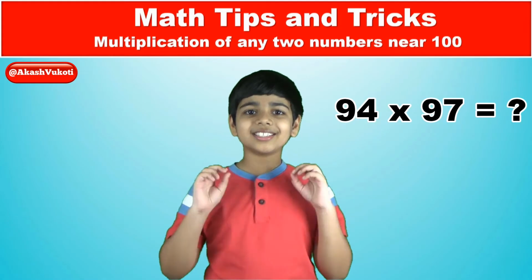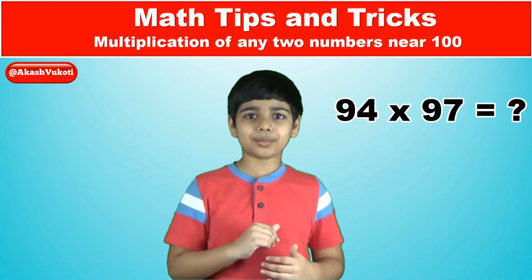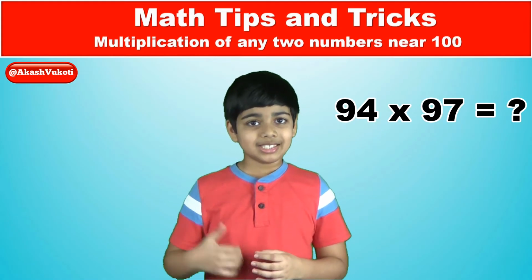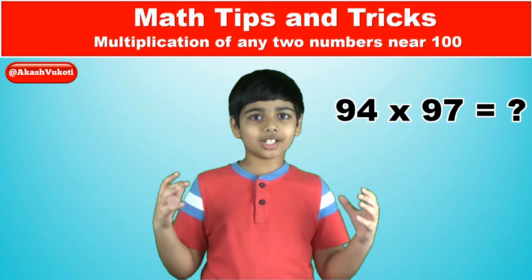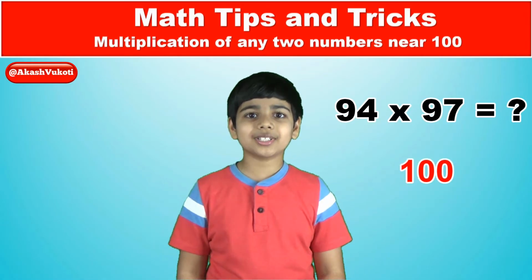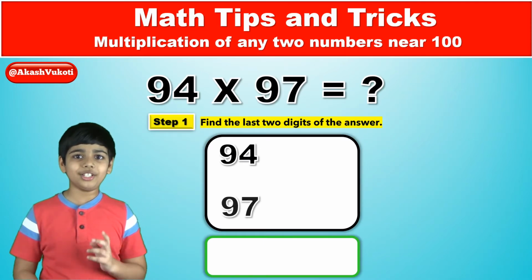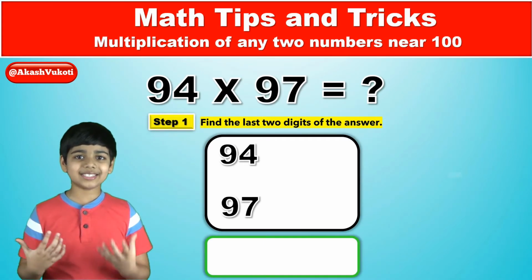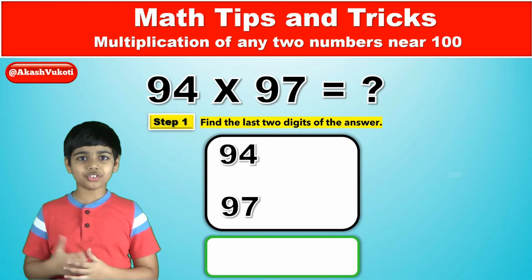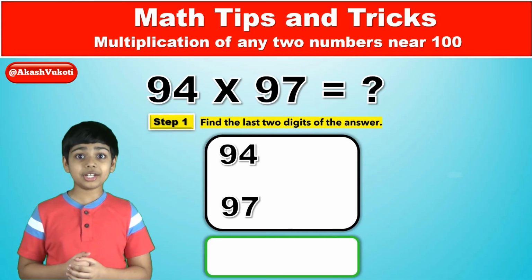So, let's begin by trying to solve, let's say, 94 times 97. First, take the difference between each number and 100. The reason why we use 100 specifically is because it's a base number. Both of the numbers in this equation, 94 and 97, are close to 100, which makes it easier to calculate.